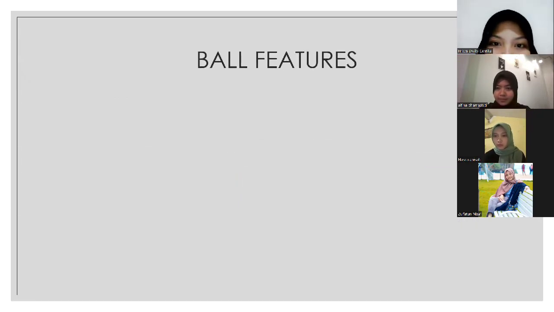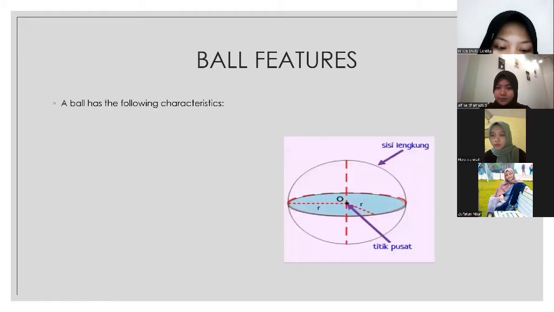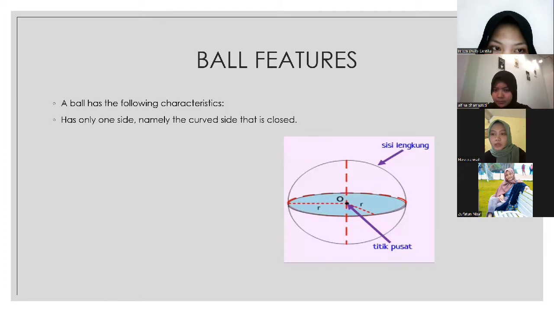Next, ball features. A ball has the following characteristics. Does anyone know what the characteristics of the ball are? Permission to answer, ma'am. Yes, Hasna. I think the ball has three characteristics, namely, number one, it has only one side, namely a closed curved side, number two, it has no vertex, and then it has one center point. Good job, Hasna. Thank you.